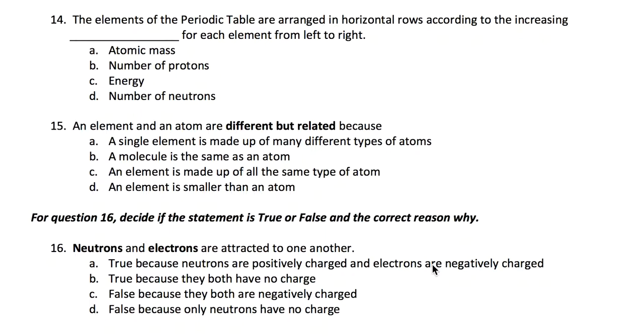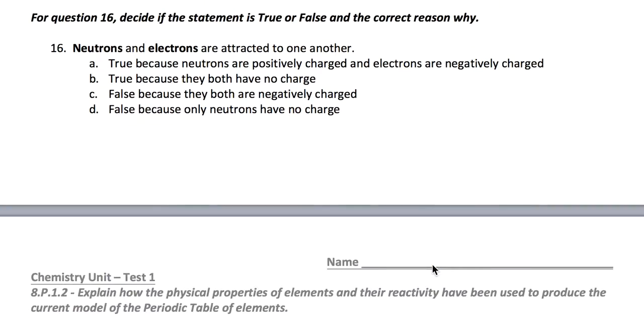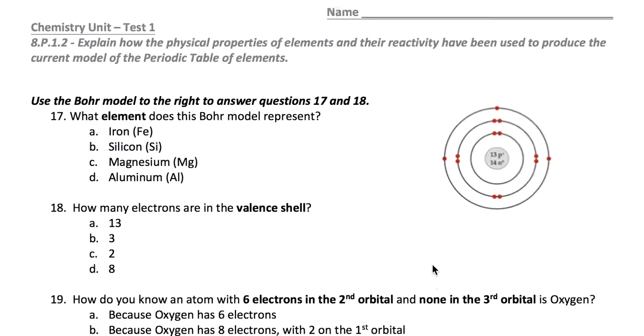For question 16, decide if the statement is true or false and the correct reason why. Question 16. Neutrons and electrons are attracted to one another. A. True, because neutrons are positively charged and electrons are negatively charged. B. True, because they both have no charge. C. False, because they both are negatively charged. Or D. False, because only neutrons have no charge.